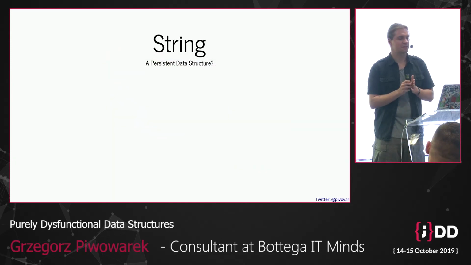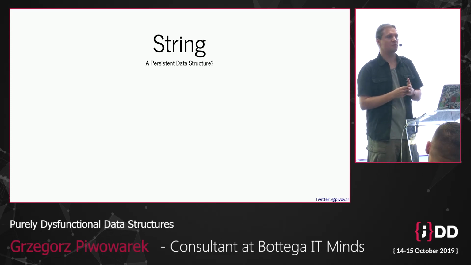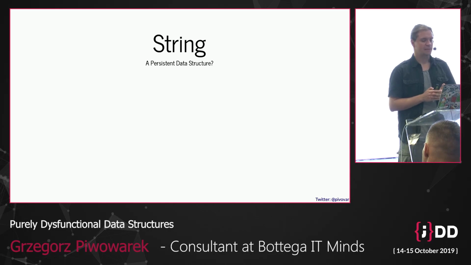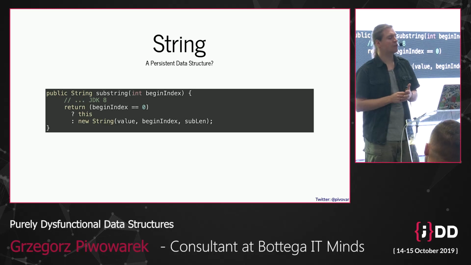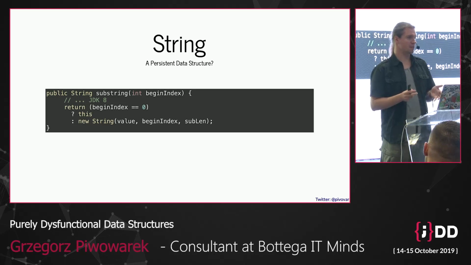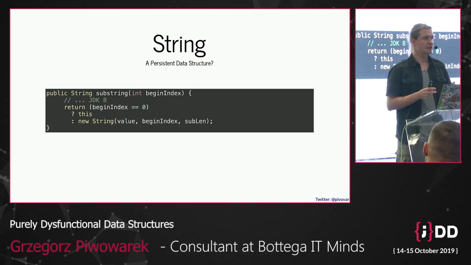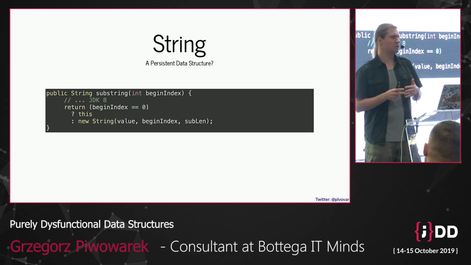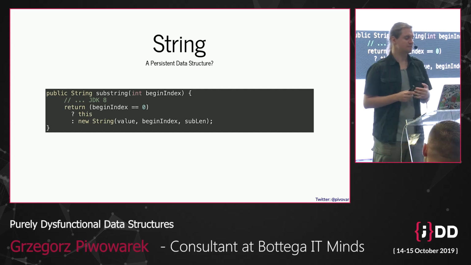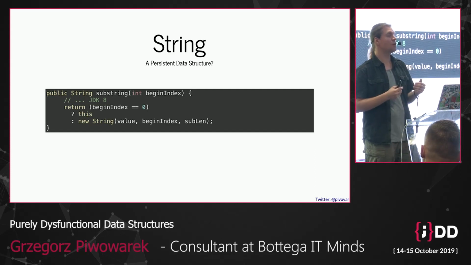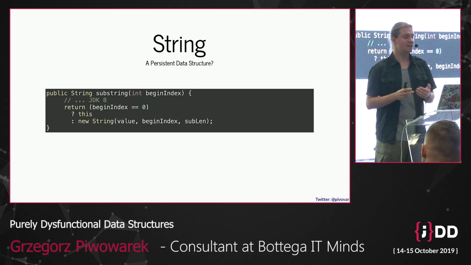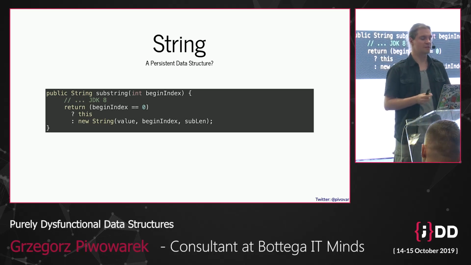But first, do you remember? We spoke about the string. We figured out that the string is immutable, but is it a persistent data structure? If you have a look at the implementation of the substring method, you will figure out that actually, internally, the byte array containing all the characters doesn't change. So technically, we could reuse it, right? And this was the concept for quite a long time in Java. Whenever creating a substring of a string, the old byte array would be reused and just logically capped by beginning index and length of the string.